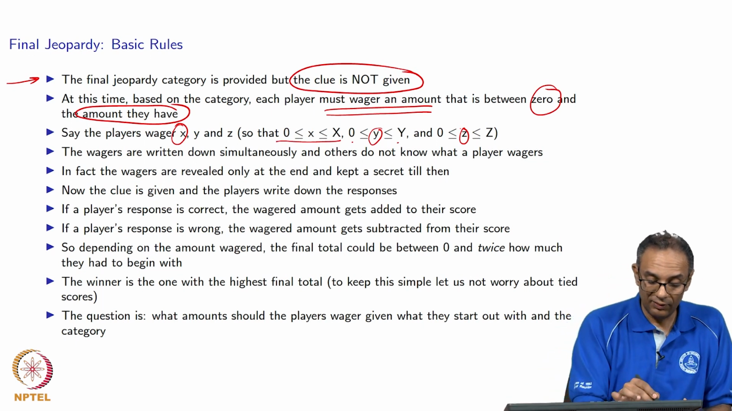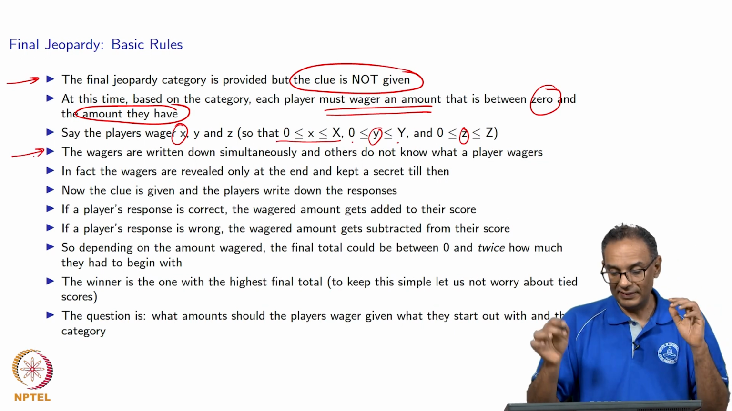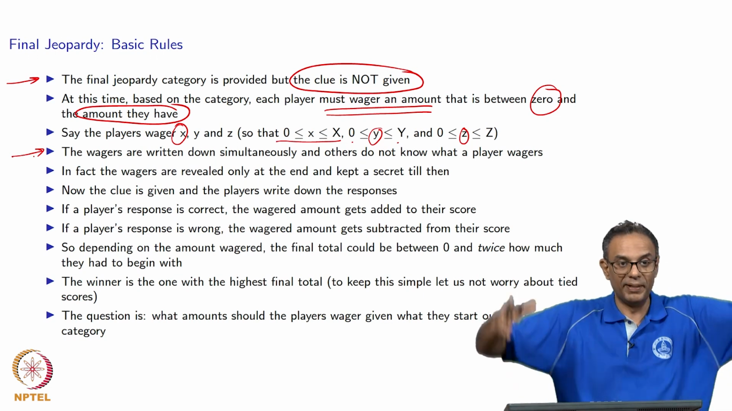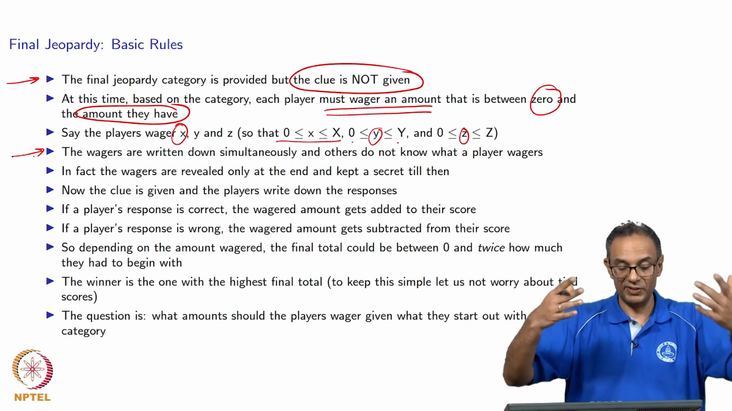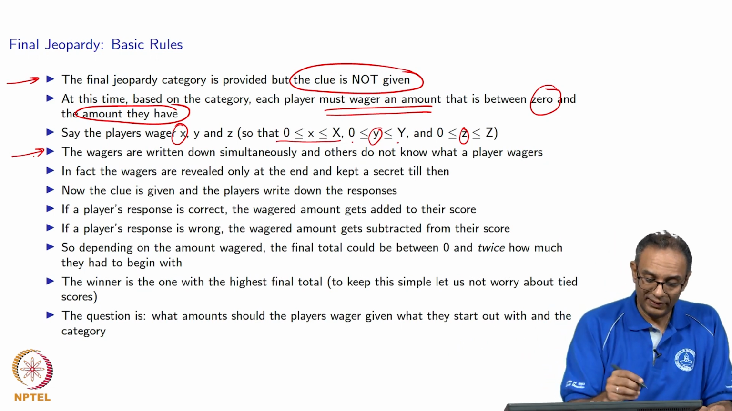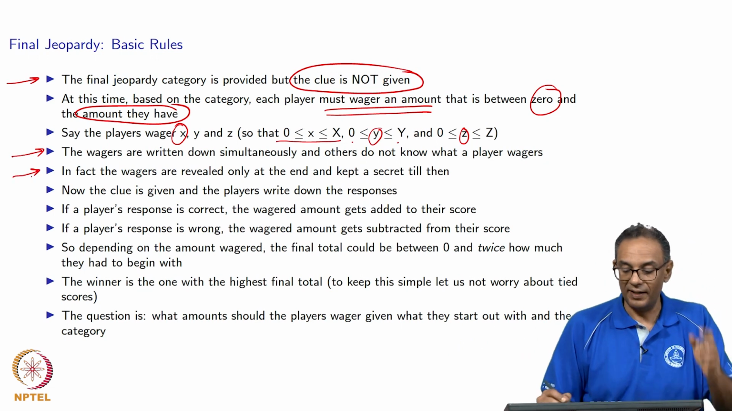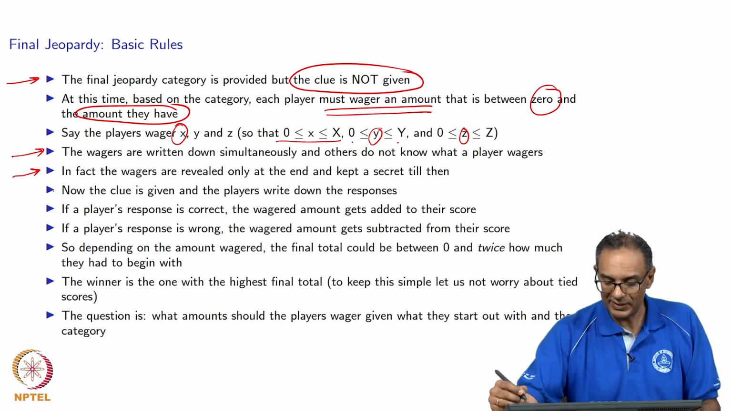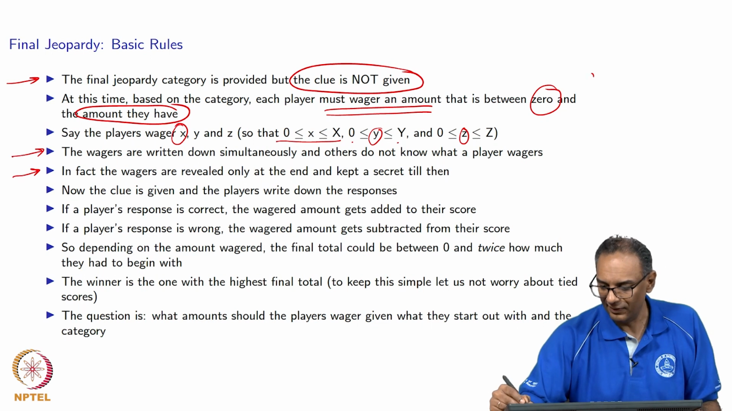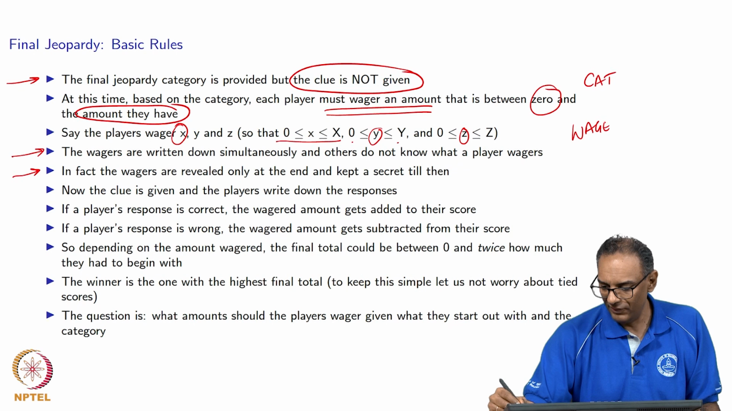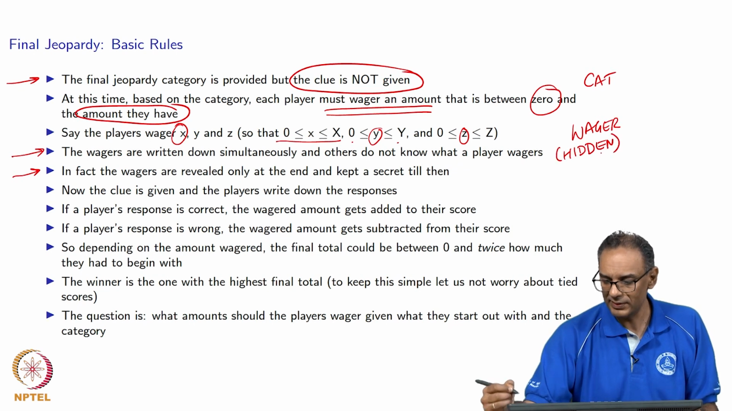So, now everybody writes down their wagers at the same time. Nobody knows what the other people have wagered. In fact, you will see a big screen on your left and your right when you see it on TV. You won't see what the other players are writing down. You will never know how much they wagered until the very end. So, here are the steps. Step 1 is the category. Step 2 is the wager is written down, but it's hidden.